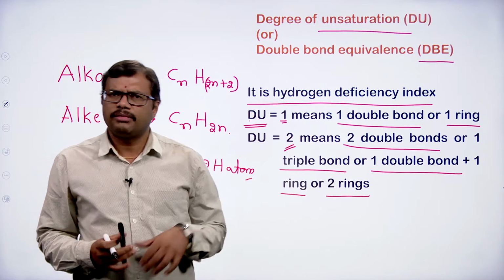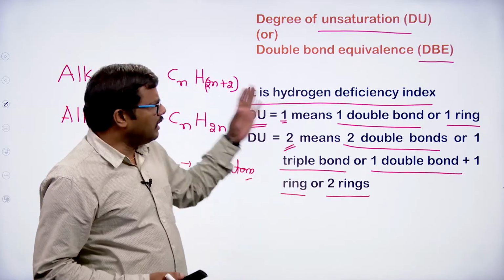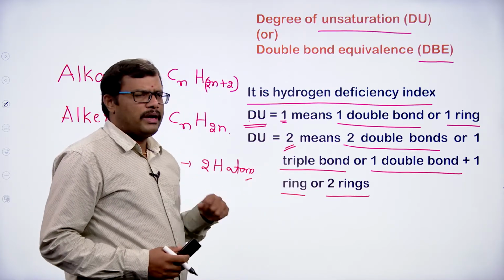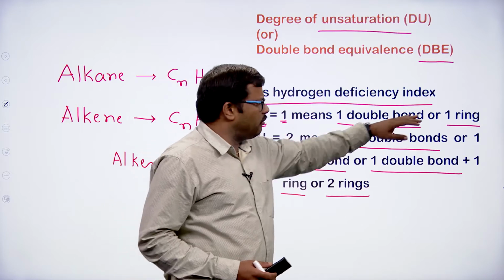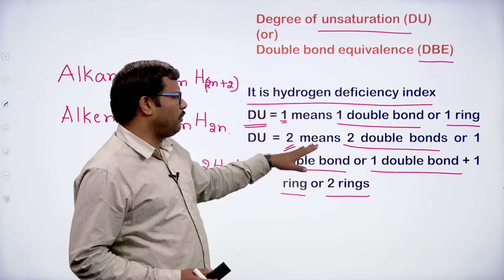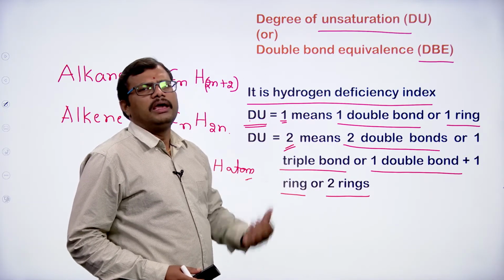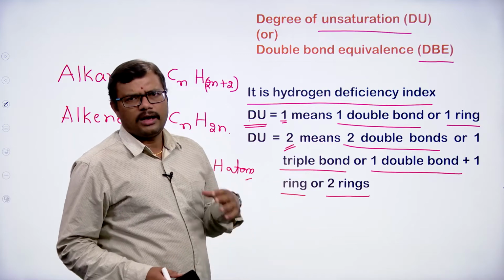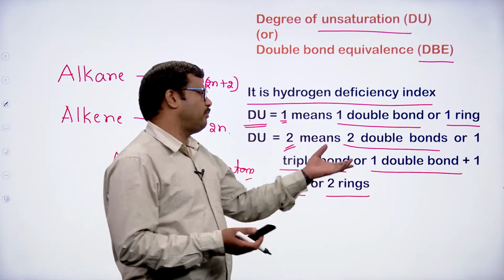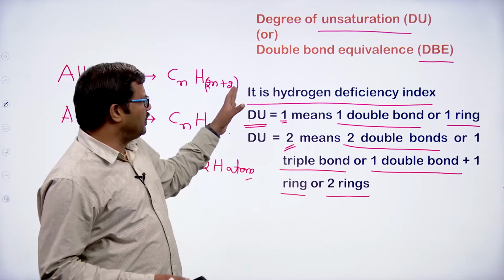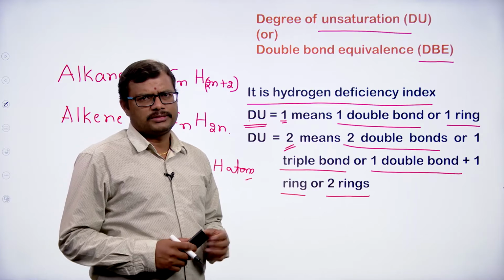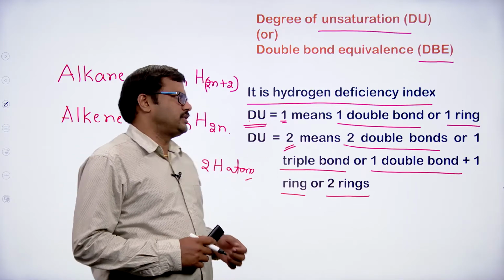So, using the double bond equivalence or degree of unsaturation, we can predict whether the molecule may have a double bond or a ring, a double bond or a triple bond, a combination of a double bond and a ring, or only a ring.